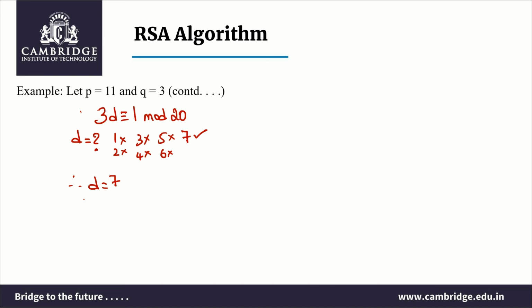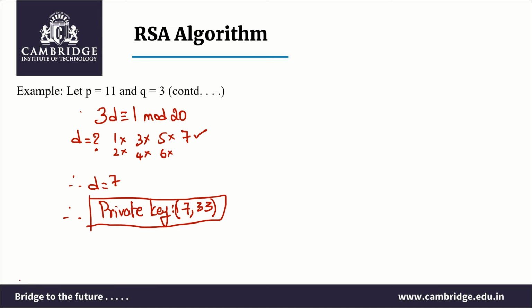So once I have calculated d, my private key is calculated. The private key is nothing but d, comma n. And n is nothing but 33. This is my private key. Now I have to perform encryption and decryption. So how do we perform that encryption and decryption?